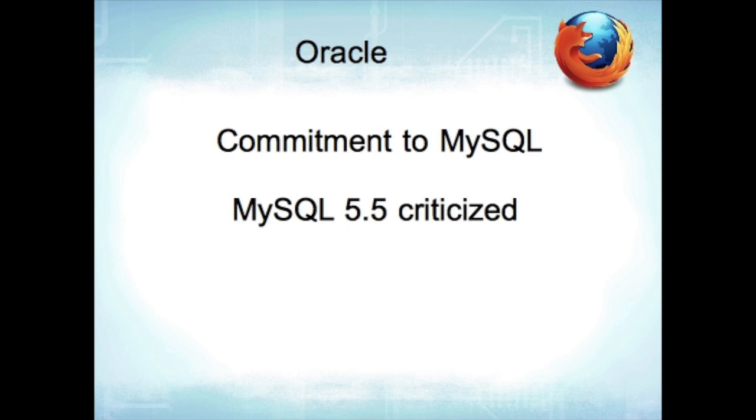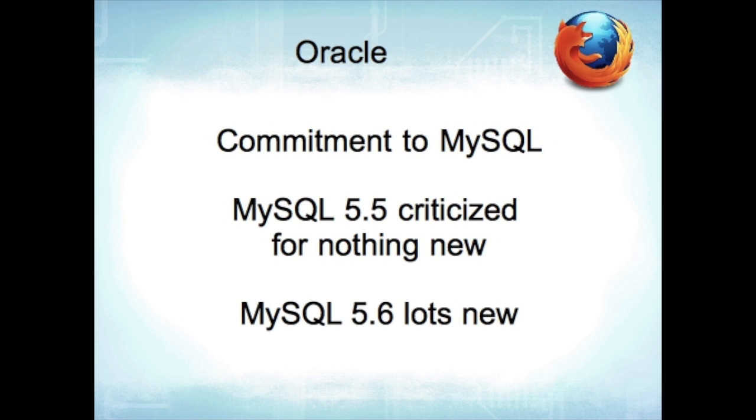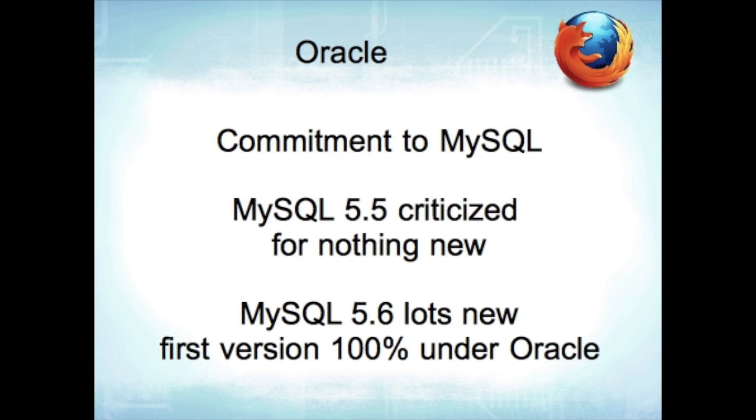MySQL 5.5 is criticized a lot because they had nothing new. But previous versions of MySQL, like MySQL AB and Sun, were criticized for never taking community patches. So 5.5 is criticized for taking only community patches. So I don't know what to do anymore. MySQL 5.6 has a lot new. And if you've heard a lot of things about MySQL 5.6, just remember that 5.6 is the first version that was 100% soup to nuts under Oracle. When they started developing 5.6, it was Oracle that was at the reins that decided what was going to go in and what didn't go in.